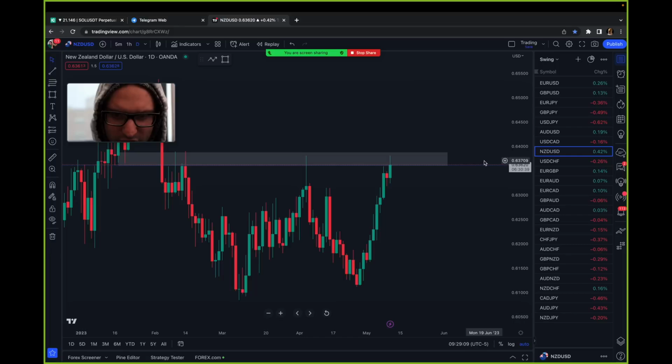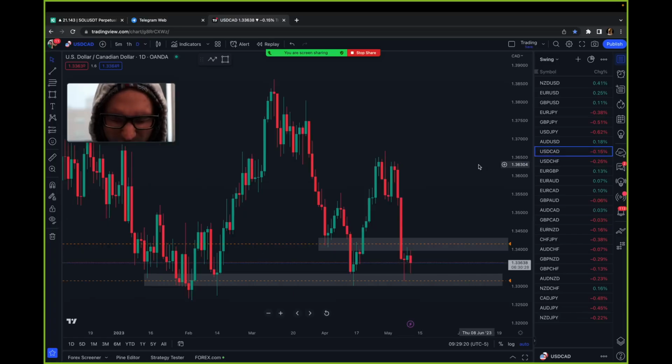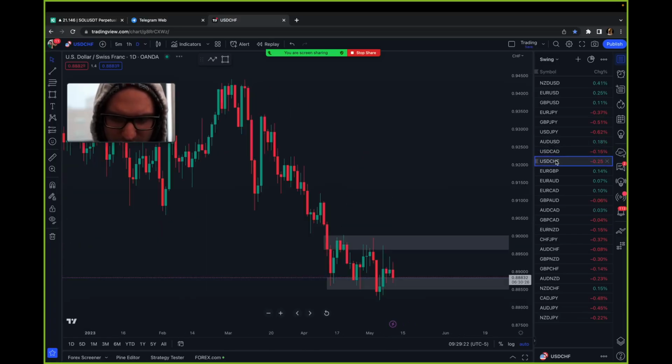New Zealand dollar, US dollar, we're currently sitting at the zone right now. So I'm going to go ahead and just drag this to the top here, and that's probably going to be a trade that I literally enter right here. You'll see me actually enter a trade. USD CAD, we've already done that.